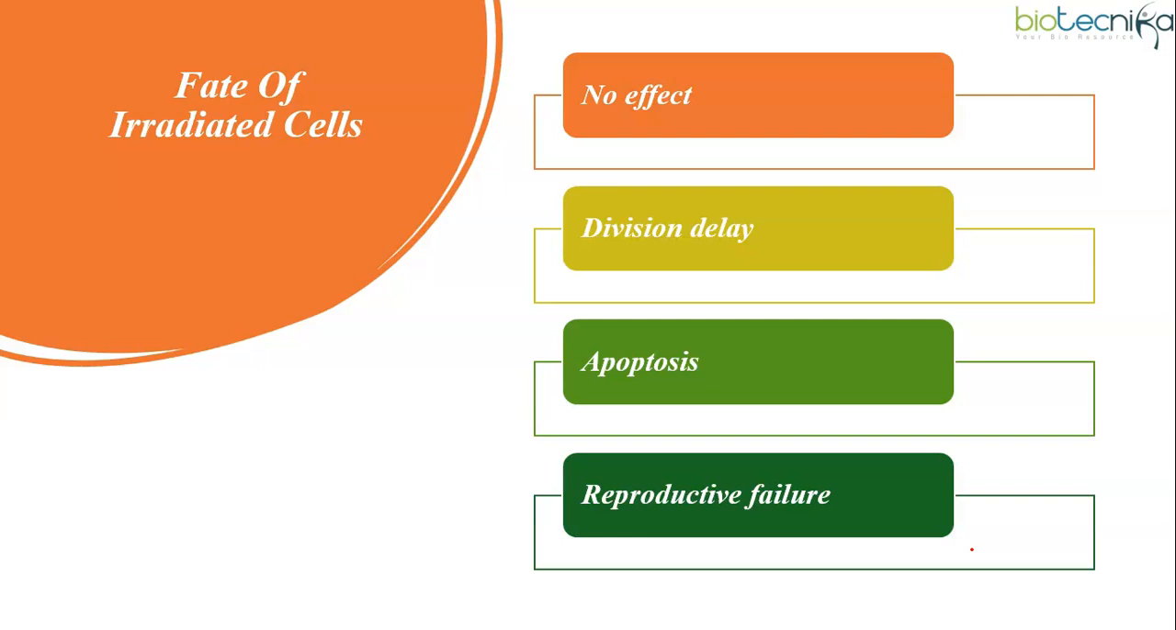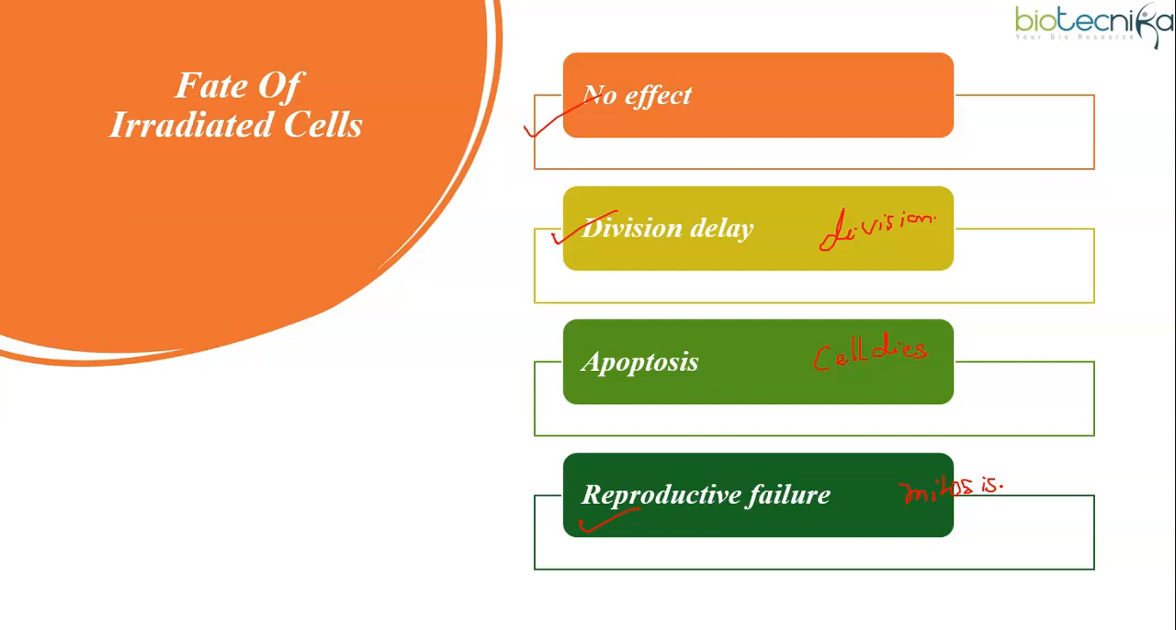So irradiation of a cell will result in several outcomes. First is no effect. Second is division delay, that is the cell is delayed from going through division. Third, apoptosis, that is the cell dies before it can divide or afterwards by fragmentation into smaller bodies which are taken up by neighboring cells. And fourth is reproductive failure, that is the cell dies when attempting the first or subsequent mitosis.